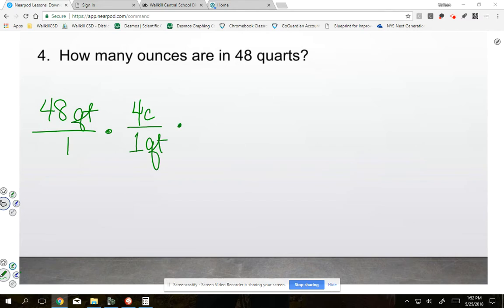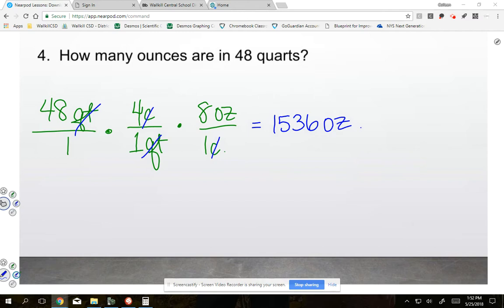Times. Now I need to get to ounces. What's the other conversion I need? 16 ounces in 1 pound. Look at your sheet. Oh, 8 ounces equals 1 cup. I was staring right at it. Quarts cancel, cups cancel, multiply, get your answer. Sabrina, what'd you get, hon? 1,536 is correct. 1,536 ounces.